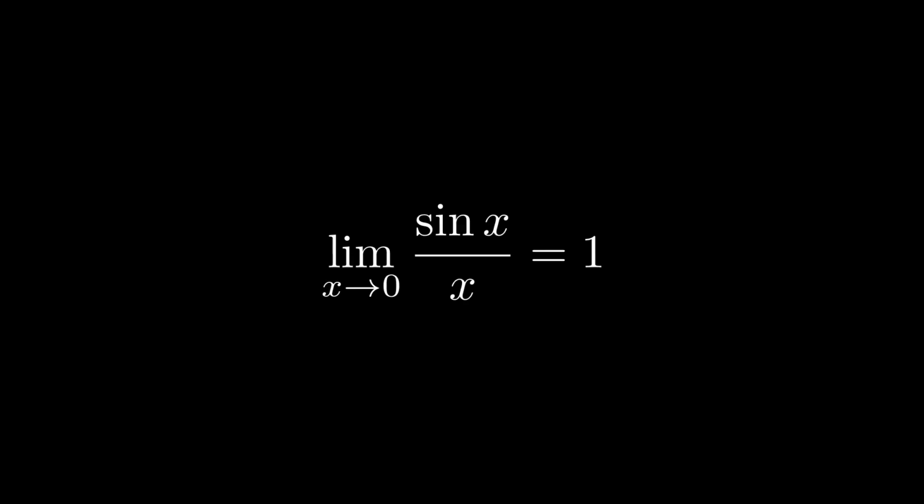Here's a question that trips up a lot of calculus students. What is sine of x divided by x as x approaches 0? Plug in x equals 0 directly and you get 0 over 0, undefined. But that doesn't mean the limit doesn't exist. Let's actually see why it equals exactly 1.